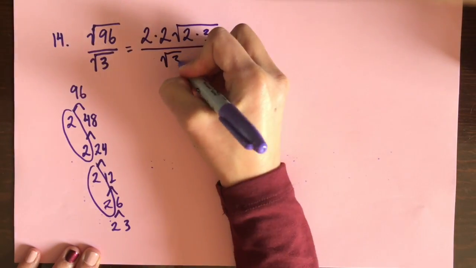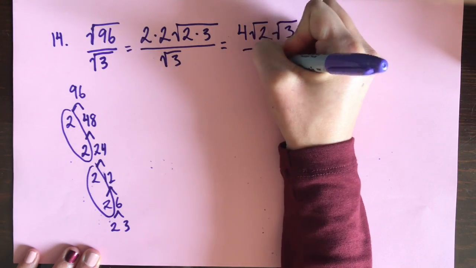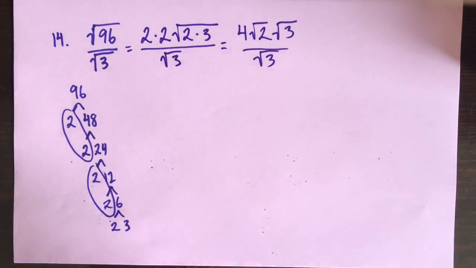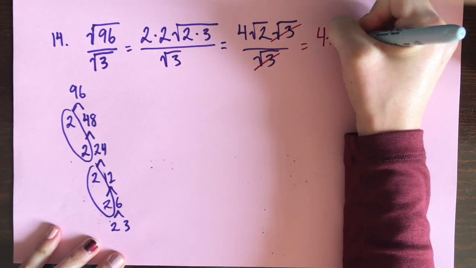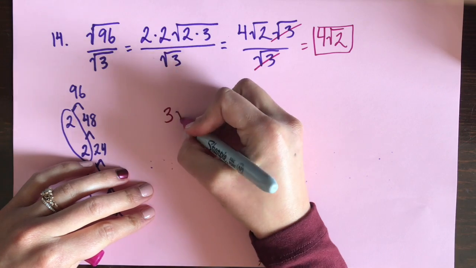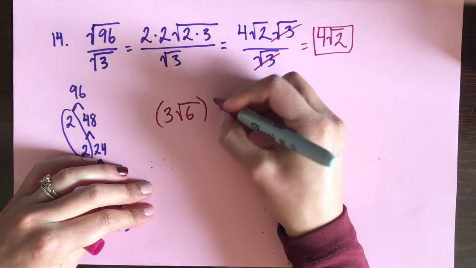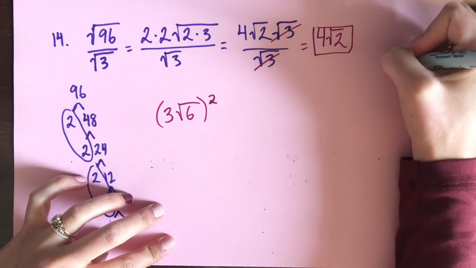And I'm left with rad 6, or rad 2 times 3. I'm going to leave it split up because you'll see that the rad 3 on the bottom is going to cancel with the rad 3 on the top. Now the 2 times 2 combines to be 4, and I have 4 rad 2 as my final answer. I also could have started out that problem by just dividing 96 by 3, because if the radical can split up, then it can go back over both. So 96 over 3 could have reduced, and you could have done it that way.